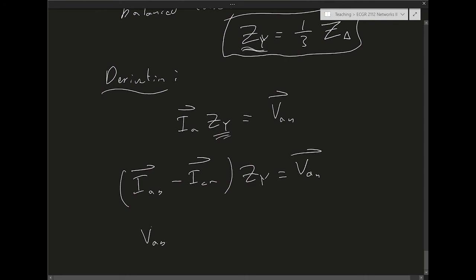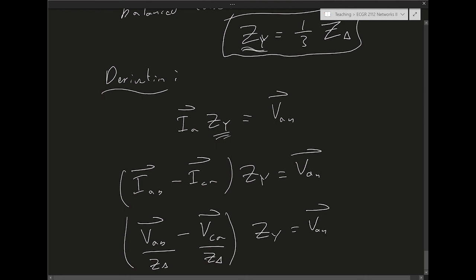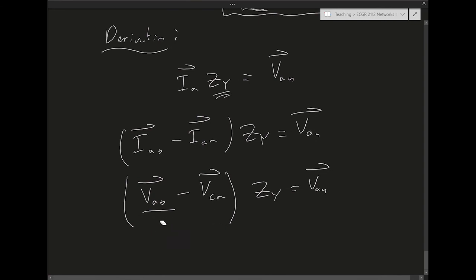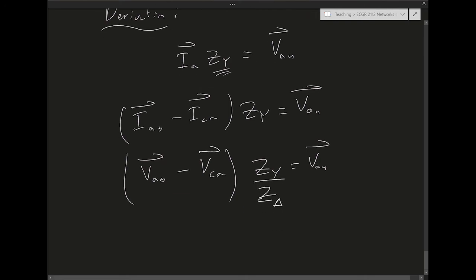I know now what IAB is, right? IAB is just VAB over Z delta. We also know ICA is VCA over Z delta. So I can take this Z delta out and I end up with ZY over Z delta. Right, so I can rewrite, that's what I'm solving for. I'm solving for ZY. So ZY then equals VAN over VAB minus VCA, times Z delta.